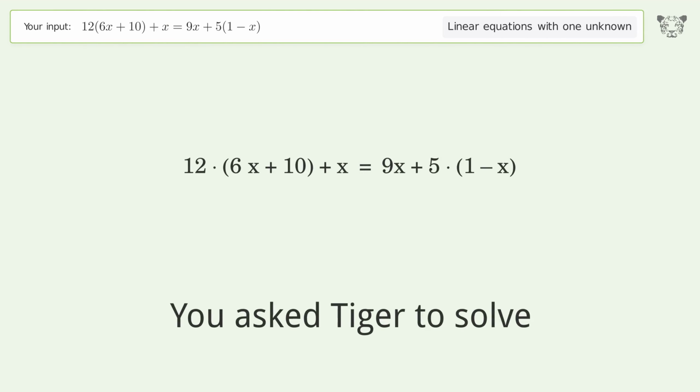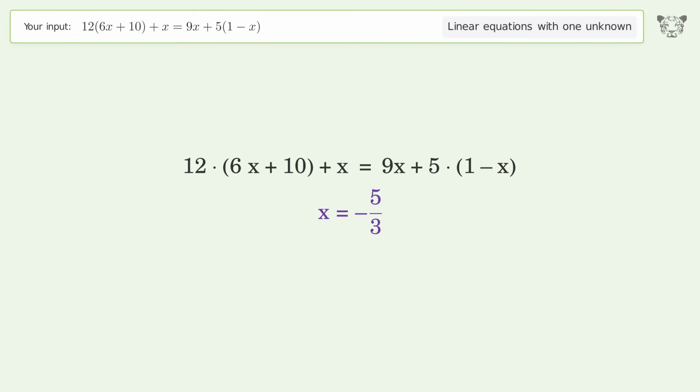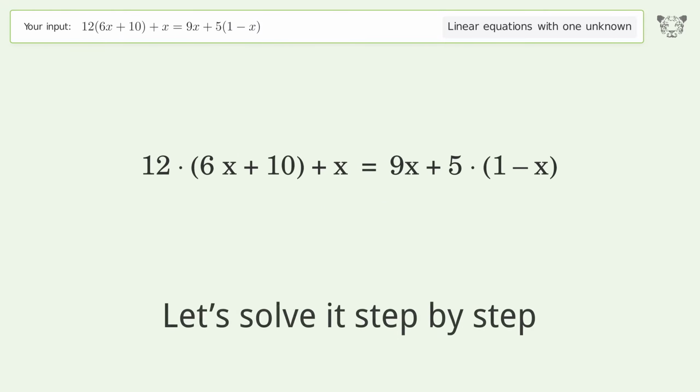You ask Tiger to solve this. This deals with linear equations with one unknown. The final result is x equals -5/3. Let's solve it step by step.